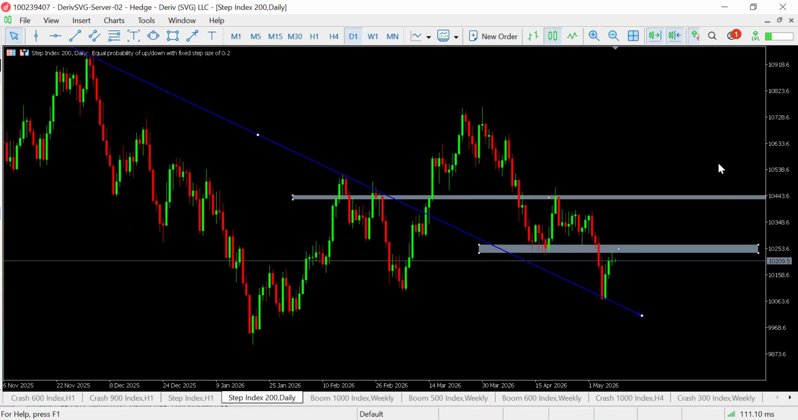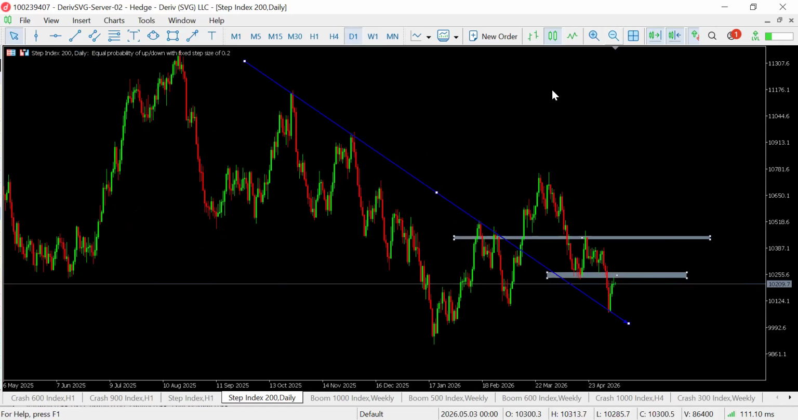On the daily time frame, the downward trend becomes much clearer. And what I was trying to explain on the weekly time frame was that price was coming downwards here, giving us lower lows and lower highs.